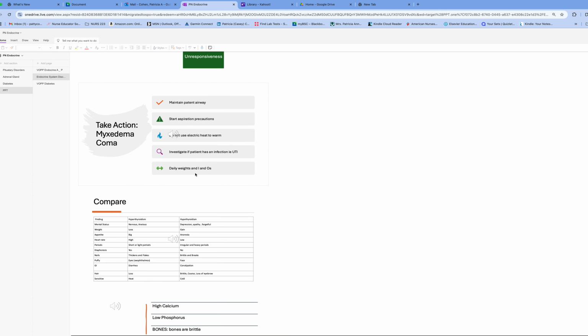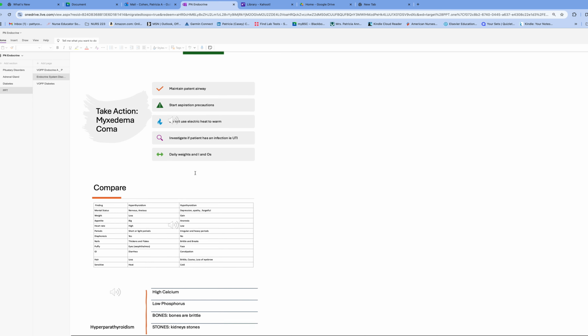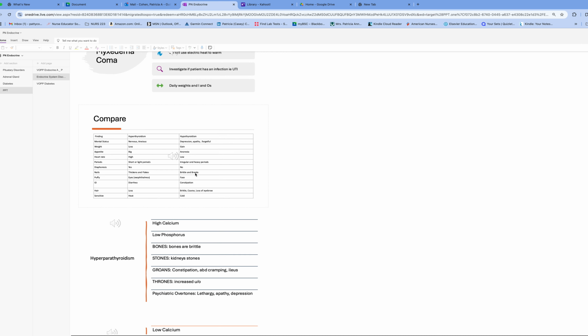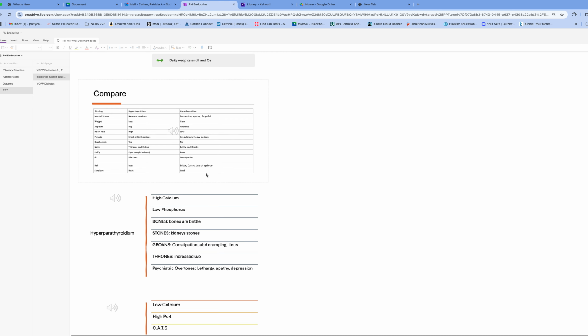Investigate what caused this. Did they have a UTI? Did they have some kind of infection? Is there some kind of stress going on in their life? Daily weights and eyes and nose. All right, and here's a little chart you can compare.